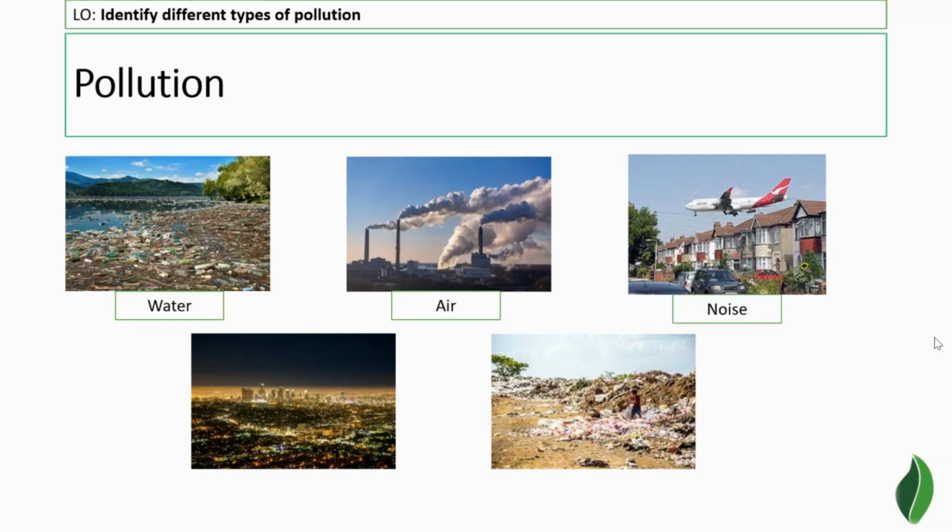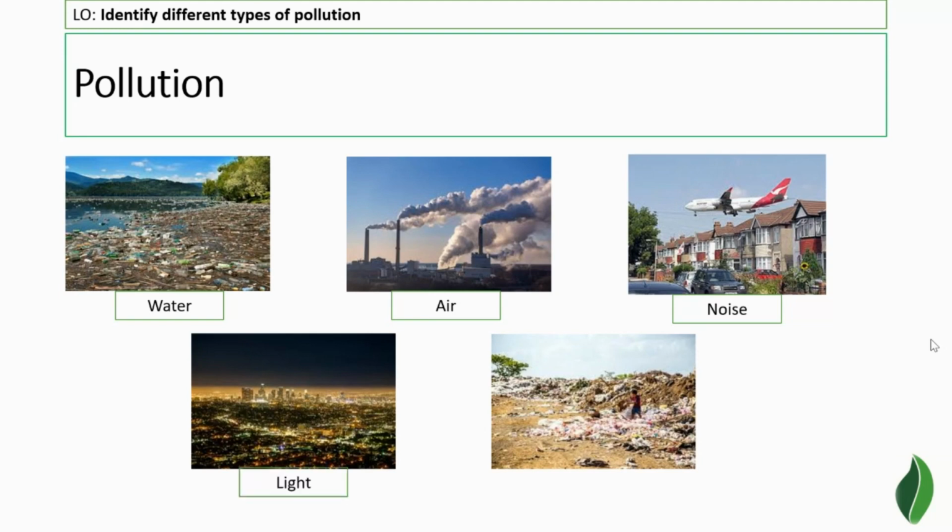This one here is noise pollution. So low flying planes. So some people who live under a flight path will be able to hear planes. And noise pollution is a real issue, especially for animals who are used to a quieter environment.